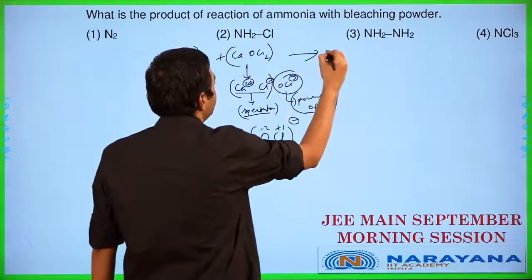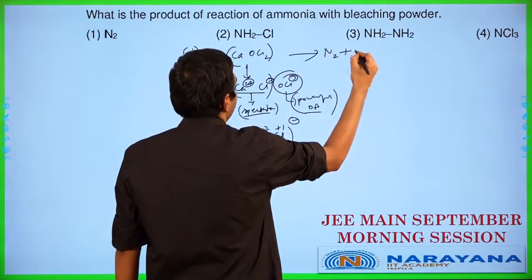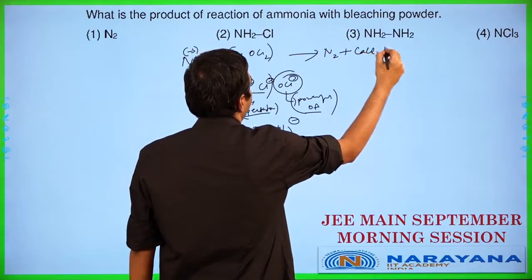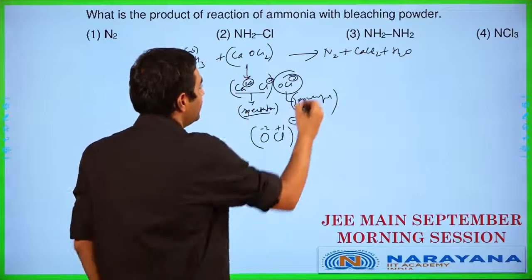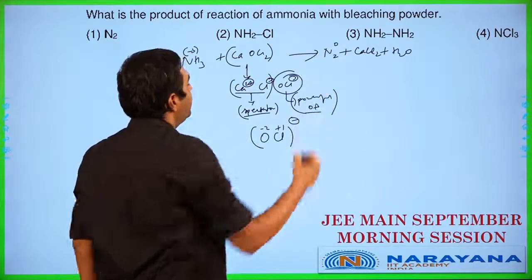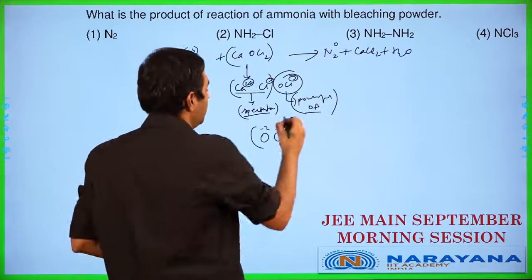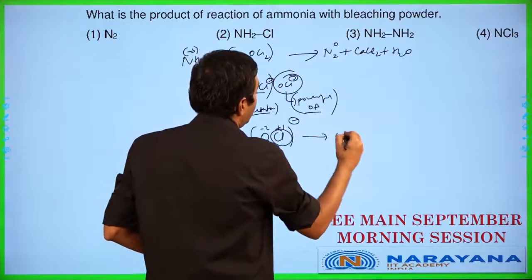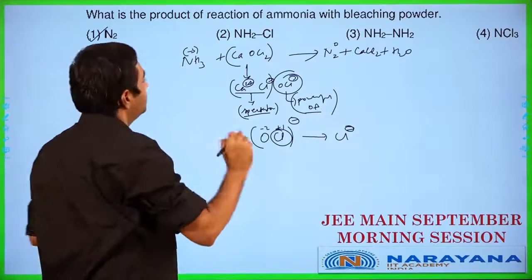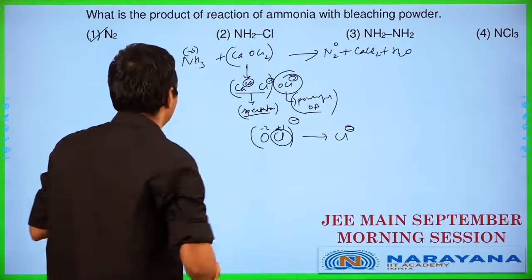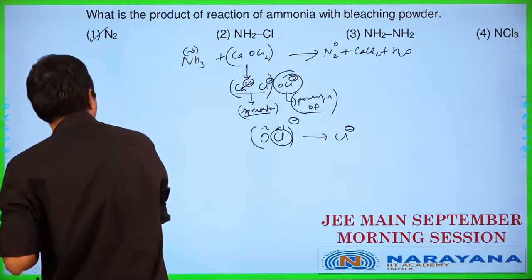This will effectively result in the product as nitrogen gas plus we will be getting calcium chloride plus we will be getting water. So in this case here, ammonia will end up getting oxidized to nitrogen gas over here. It will change from -3 to oxidation state 0 here, and the chlorine +1 here will end up becoming chlorine -1. This is going to be the reaction here. Answer for this question is going to be nitrogen gas in this particular case over here. Let's move to the next question.